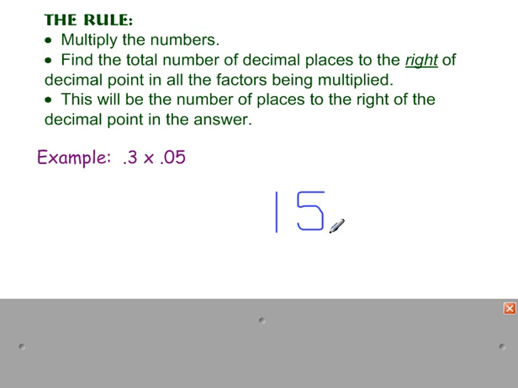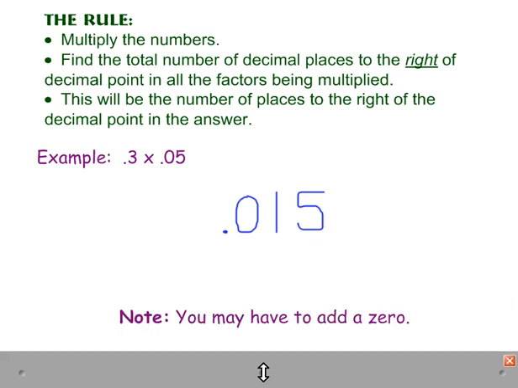So I need to take the decimal point, which is right here to begin with, and move it 3 places to the left. 1, 2, 3 places. This is going to cause me to need to introduce a 0. 3/10 times 5/100 is 15 thousandths. So when multiplying decimals, you may need to add a 0.